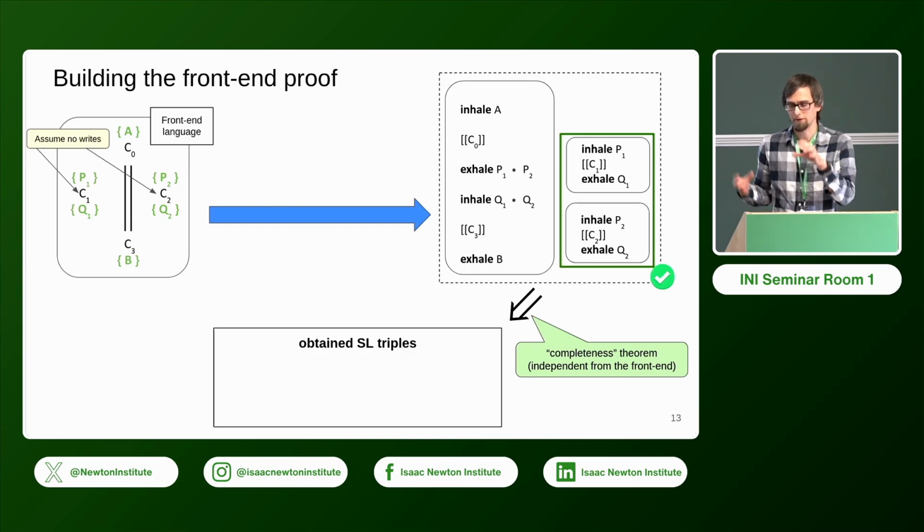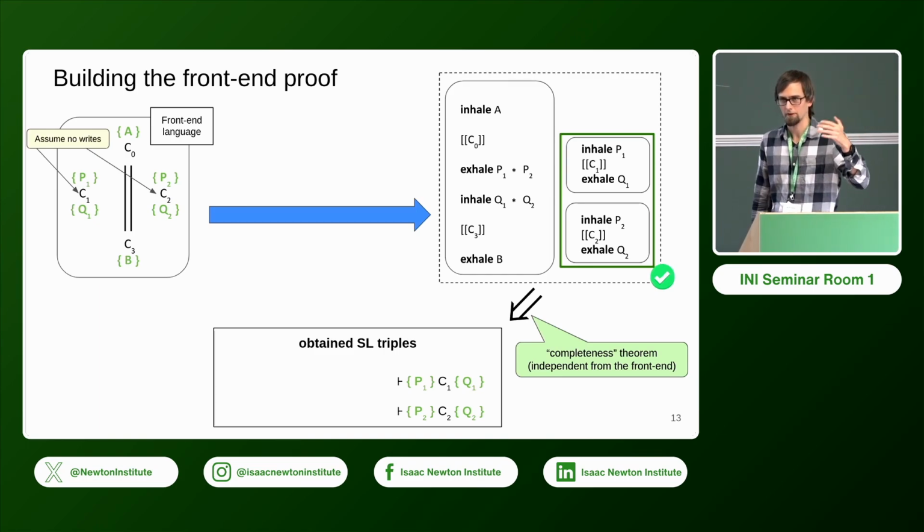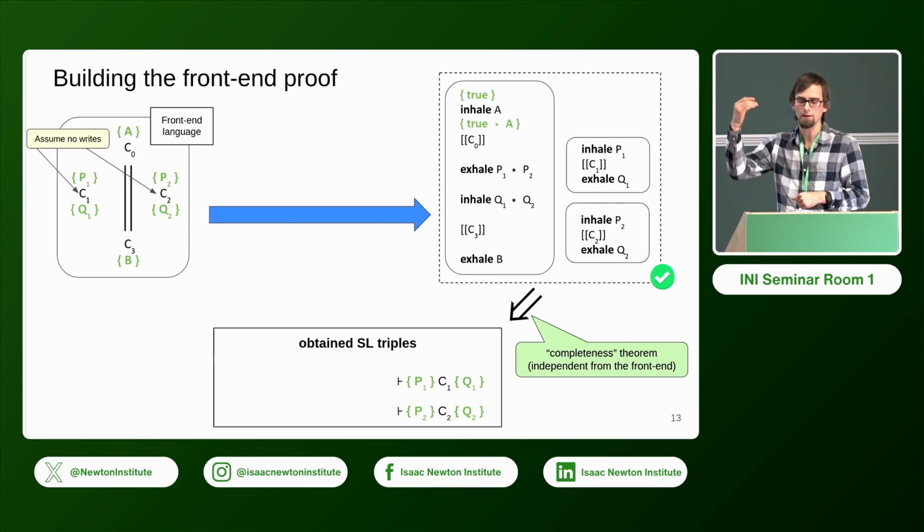Well, first, for these two smaller branches, we can assume that recursively we obtain triples for C1 and C2, which have the corresponding precondition corresponding to the inhale and postconditions corresponding to the exhale. For this larger piece of code, it's a bit more interesting. In the beginning, we are in the empty state, so we just have true, and after the inhale, we have true star A.